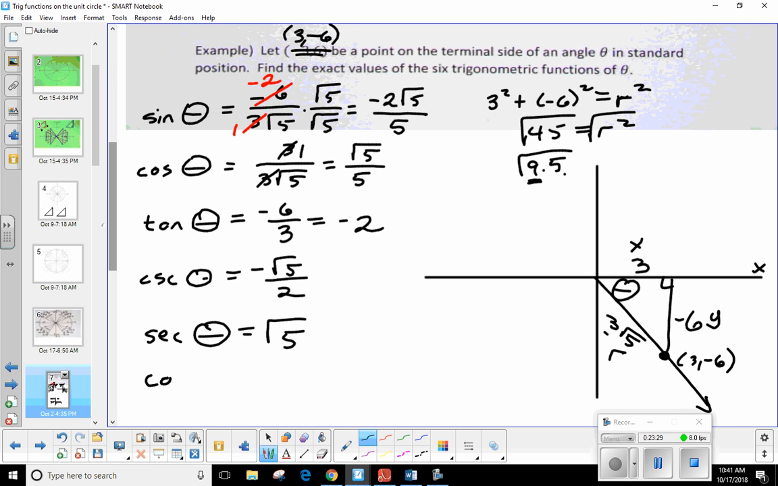Okay, and my last one, cotangent of theta. What was it? Negative 1/2. The reciprocal of negative 2. That's it. Boom.